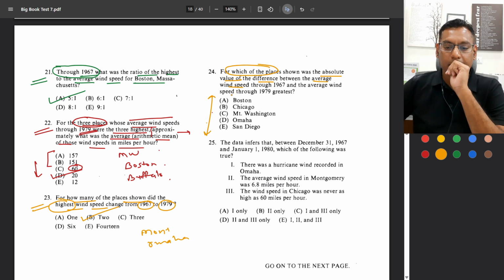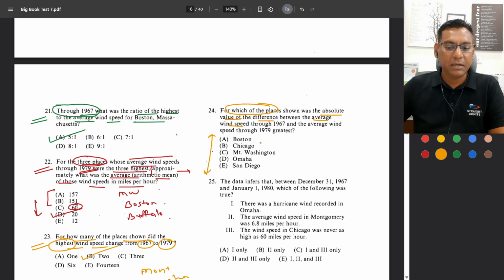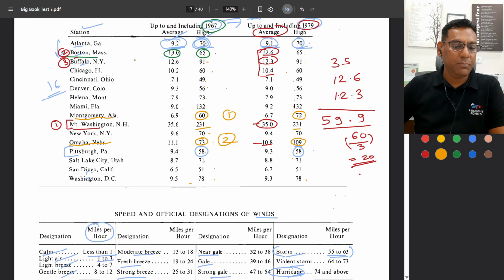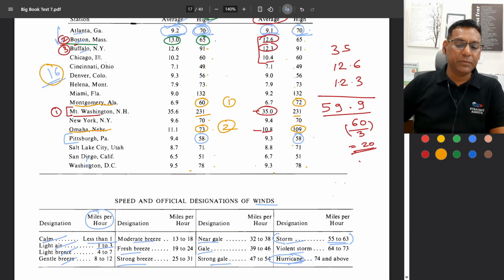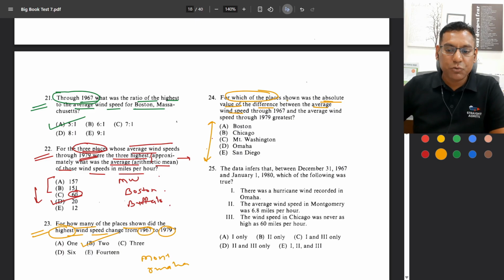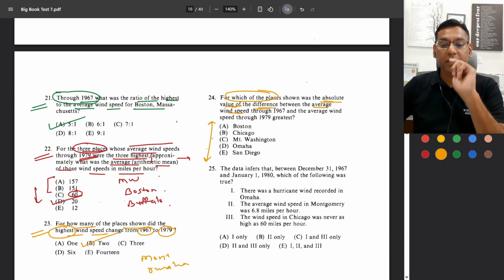One thing I can theorize right now is that I only need to look at these five places. Maybe I don't need to look at the whole table because there are a total of 16, right? It's easier to find out something for five places than for 16 places. So I'm just going to look at this five information. For which of these following places was the absolute value of the difference between two things?